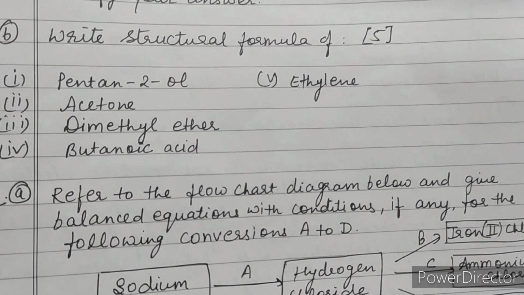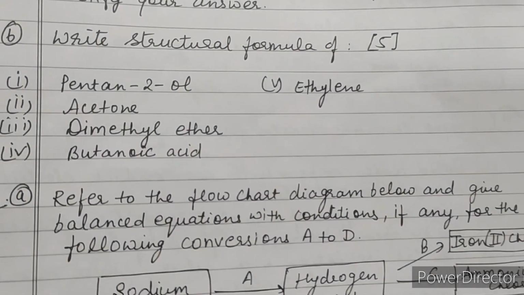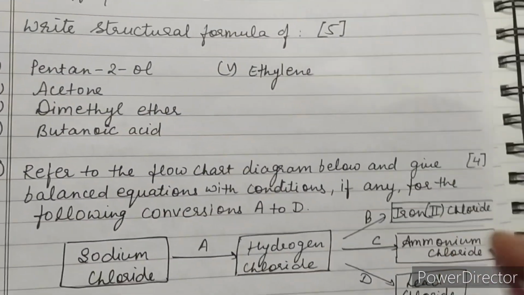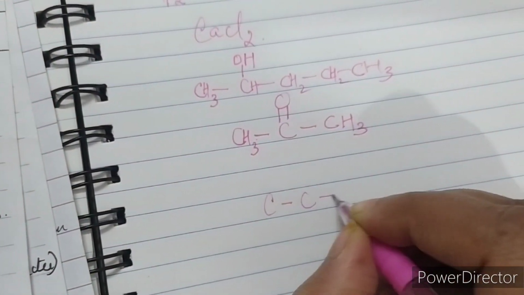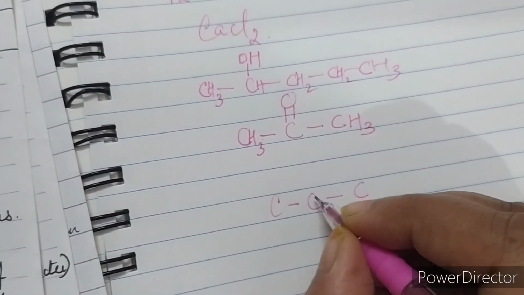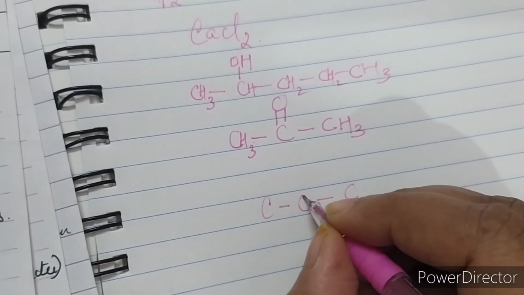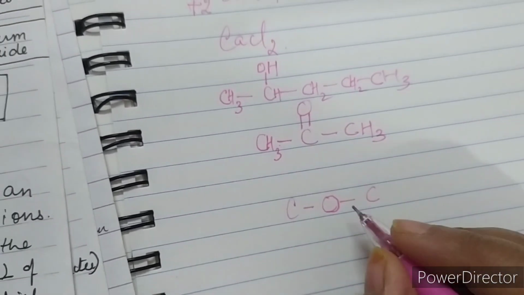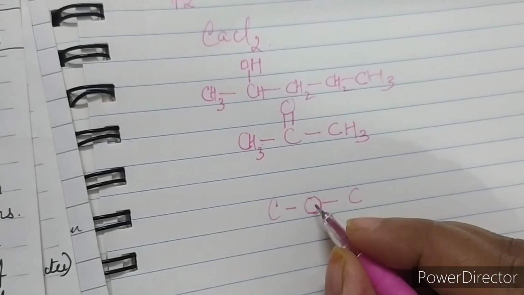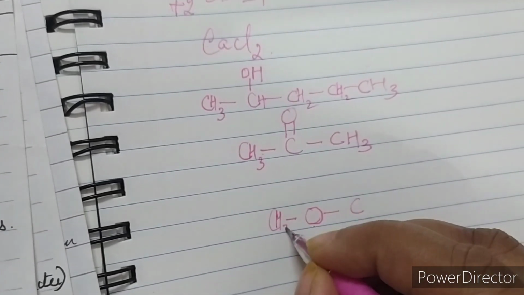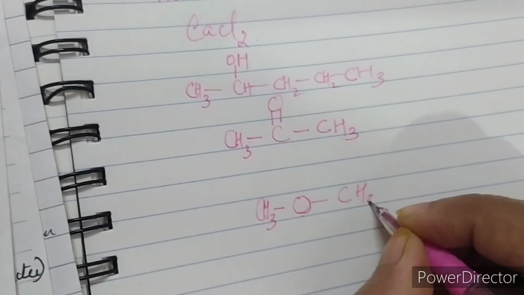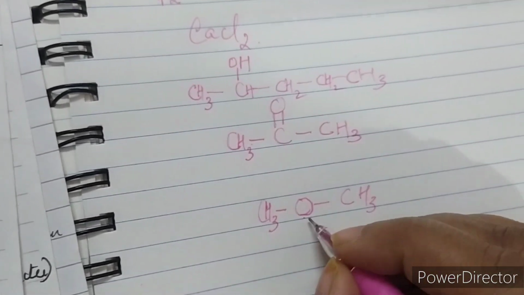Next is dimethyl ether. This is again the general name, dimethyl ether. Same structure, you will have 3 carbon atoms because it is a central group. Here in the center you will have O because the ether group is represented by O. It is a central group, so it will be O in the center, and the rest of the carbon will be balanced and you will get dimethyl ether.